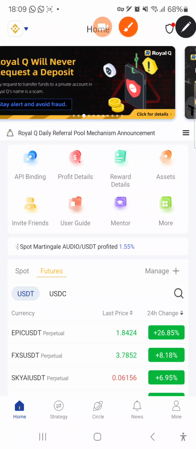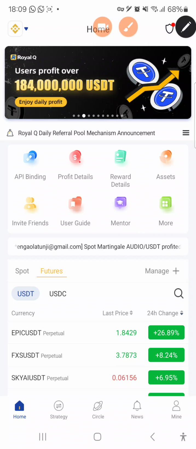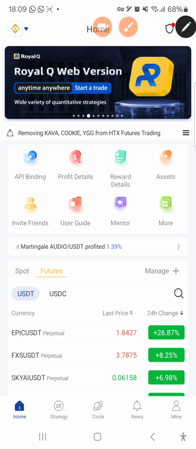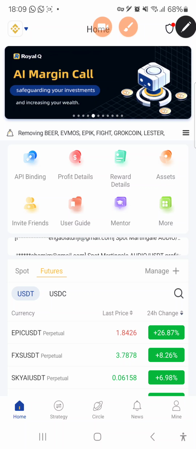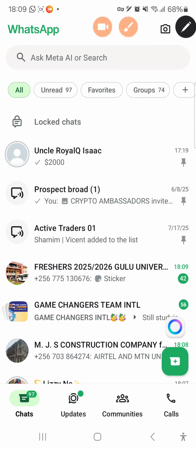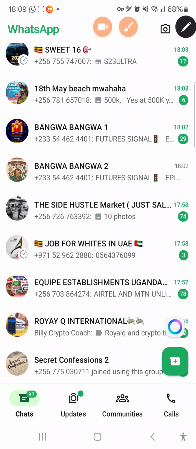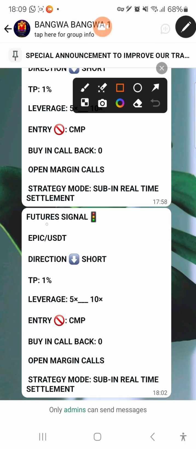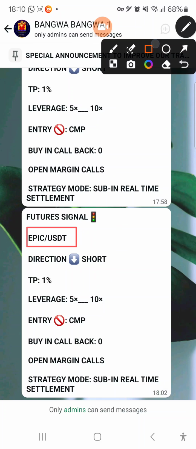Identify the signal you've been given, probably from WhatsApp or Telegram. Let's look at what signals we have here. Straight away we go to the signals. All right, signals are here. Now these are some of the signals. Now you have identified the signal. The signal is called Epic. We have Epic, and we also have another one here. For instance, we have Epic.